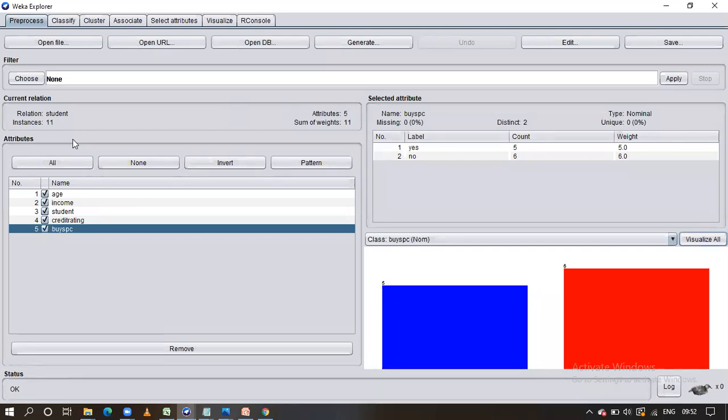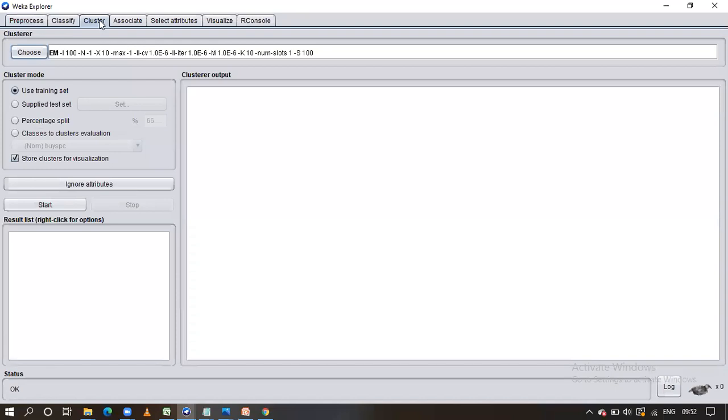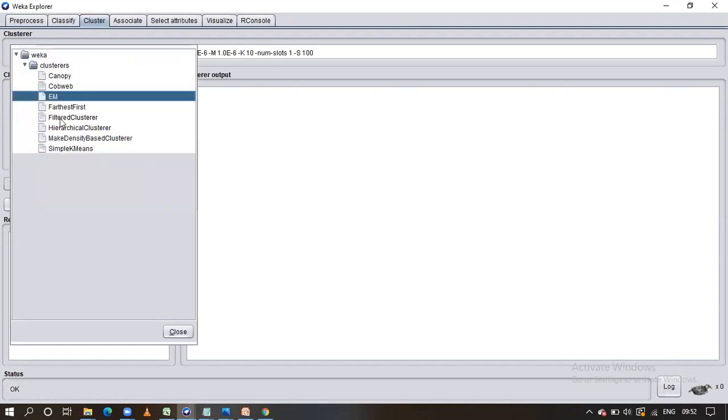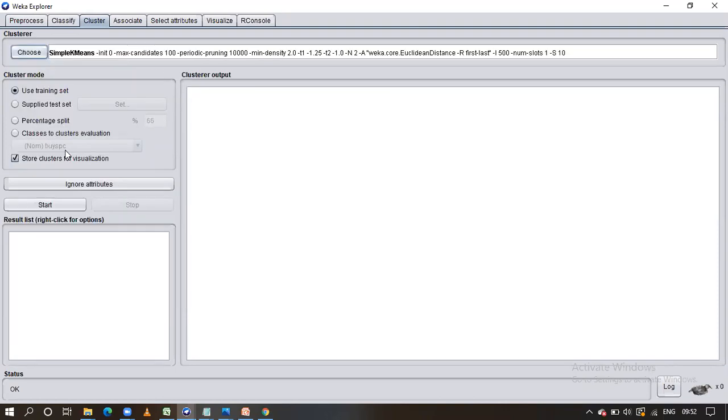After that, we have to select the simple k-means algorithm. We have to press the Cluster tab and then choose the simple k-means algorithm. What is the input for the simple k-means algorithm? We have to mention the data set, and in addition we have to mention how many clusters we are going to form.